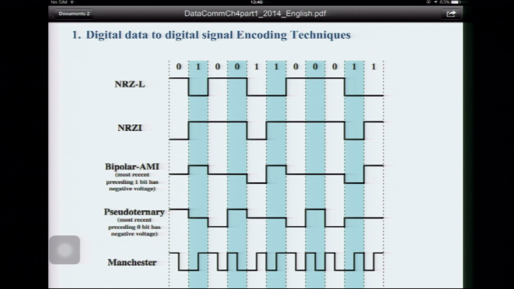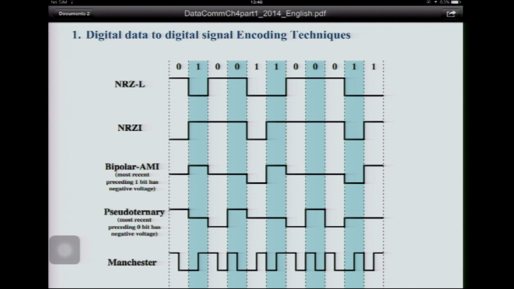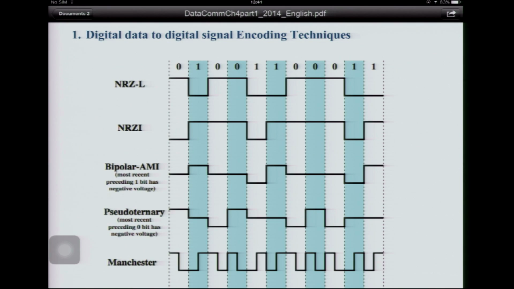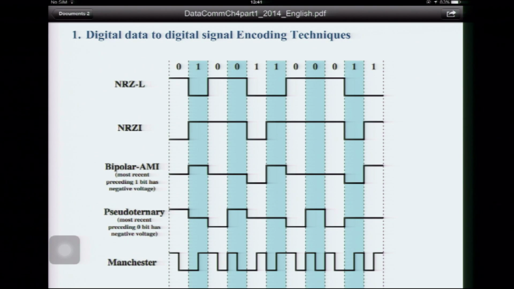For NRZ-L, you see that you have the same voltage, a constant voltage, for each bit period. In this case, the 0 is represented by high voltage. It's okay to represent 0 by a high voltage or a low voltage, depending on what the transmitter and the receiver agree upon. In this case, 0 is represented by high voltage and 1 is represented by low voltage.